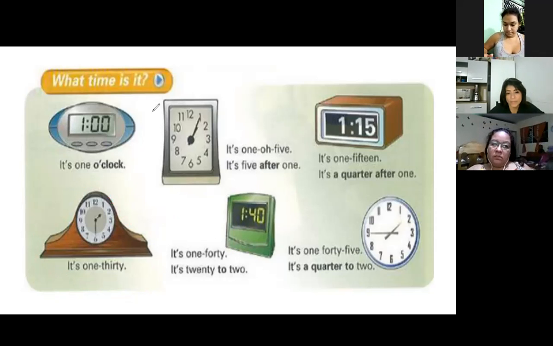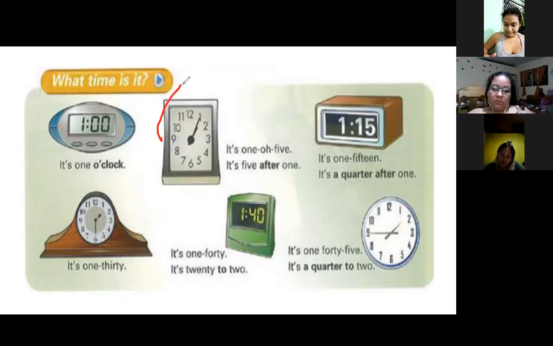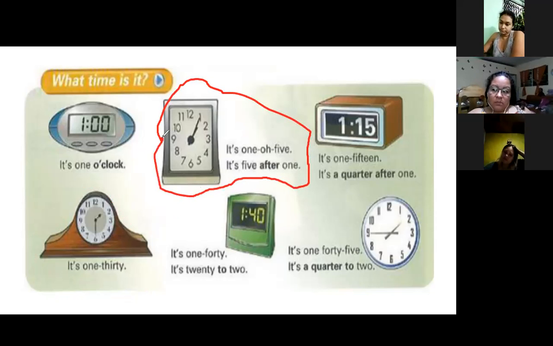Vamos a ver. Pero fíjense que aquí, les voy a marcar with the color red here in my screen. Vemos que aquí es la 1:05. Aquí hay dos maneras para decir la hora. Quiero que pongan atención porque los siguientes ejercicios van a depender de este. Por ejemplo, aquí hay dos maneras para decir la hora. Cuando es la 1:05, ¿cómo dicen ustedes la hora? 1:05. Así la dicen. Ok, 1:05. O sea, es la 1:05.